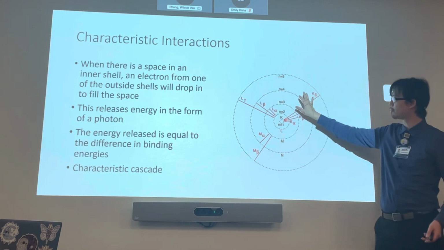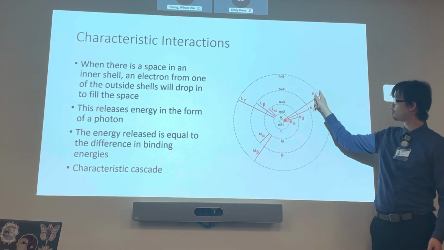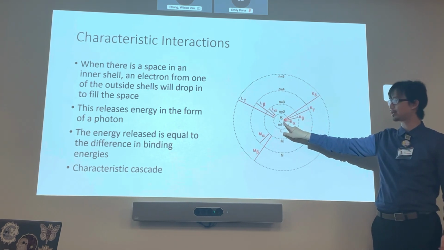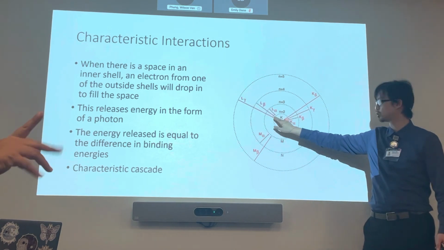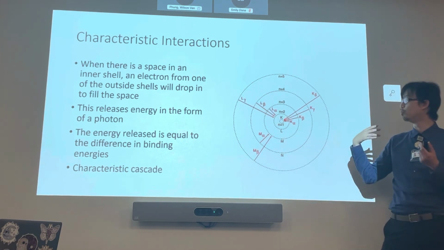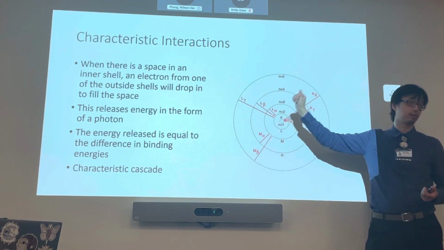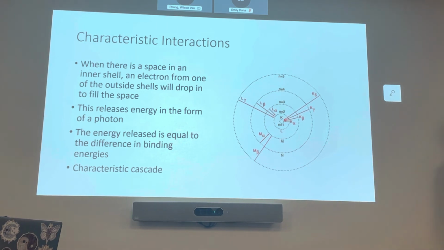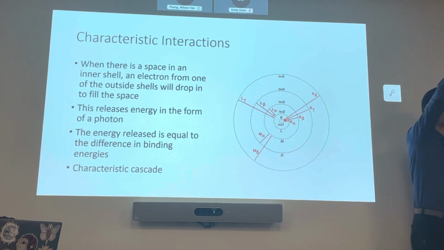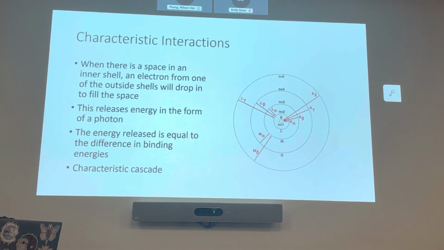So as you can see in this diagram, you can have electrons jumping in from any of these outer shells into the K shell. Or you can have any of these electrons jumping into the L shell. You can have any of these electrons jump into the M shell. But the closer it is, the more likely it is to jump in. So this is our characteristic cascade. Electrons jump, leave an opening, electrons jump, leave an opening. Every single time they jump, what do they give off? Energy. And that energy is our X-rays.